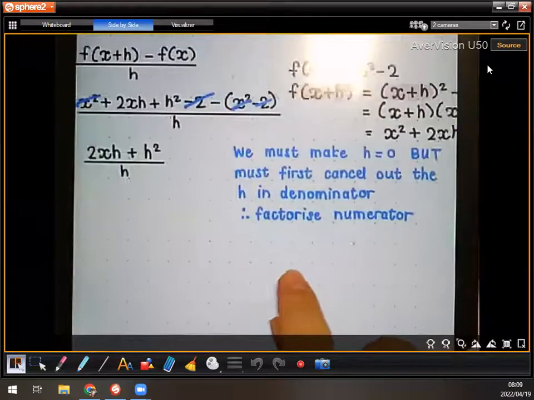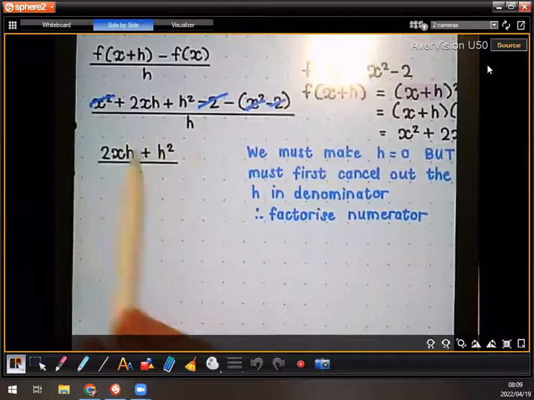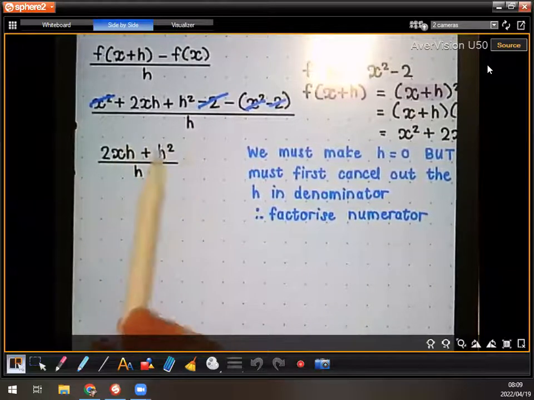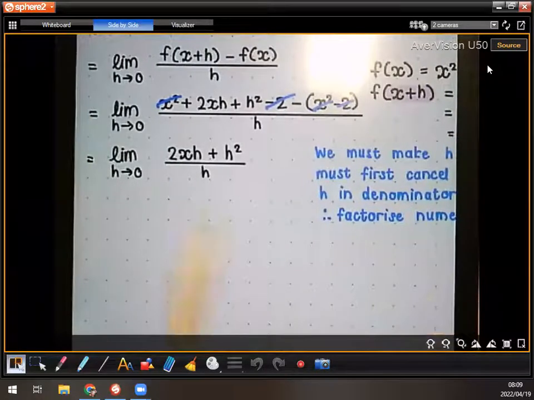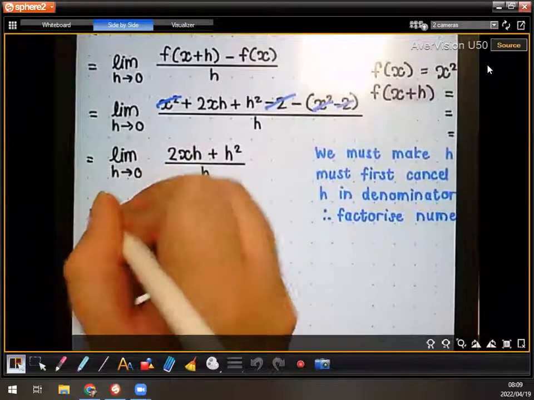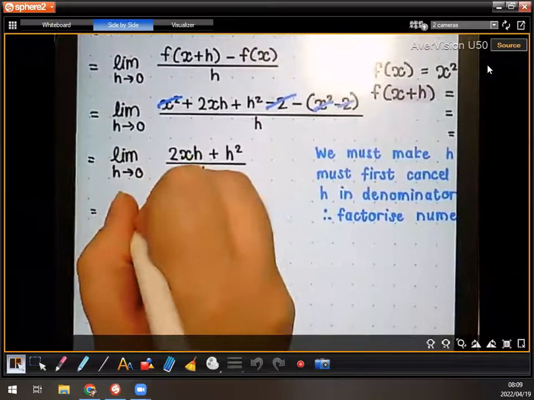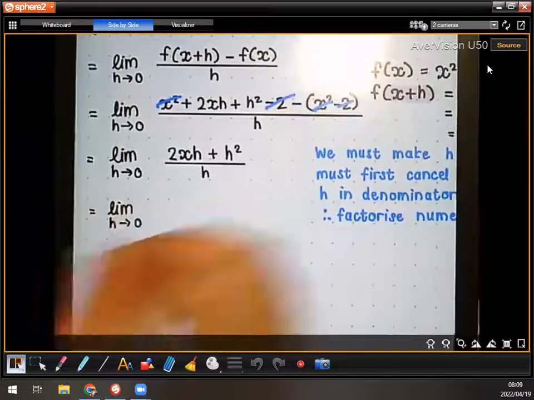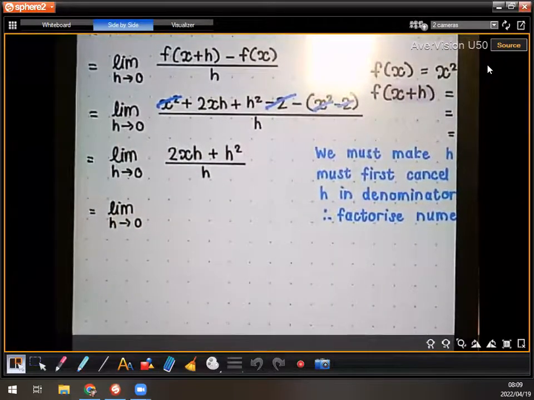Okay, if we look back at the numerator, I think we can all see that we have a common factor of h in those 2 terms. Okay, so that is what we're going to do. Guys, we still need to keep writing limit h tends to 0. I know that it's a pain, but if you leave it out even once, you're going to lose marks.